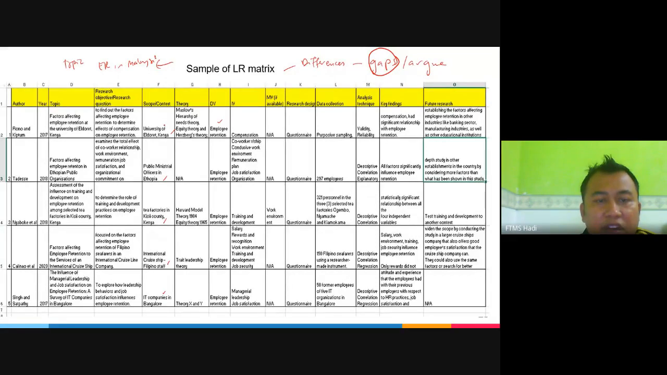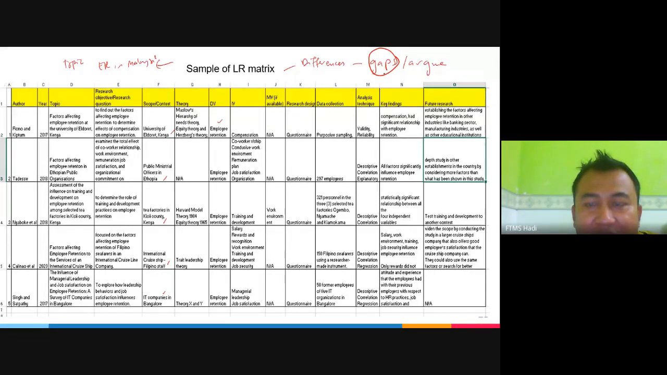because of the scope covered by other researchers. For example, Rono and Kiptum on University of Kenya, Tadese on public ministerial officers, Niaboke on Kenya as well, Kalinau focusing on Filipino staff, and Singh and Satapati on IT companies in Bangalore. So you can put this as a gap. That means something has never been done before. Don't do Kenya and Filipino because other people have already done it. Look at the opportunity. Where is the scope that you didn't cover yet? Yeah, so that is differences.